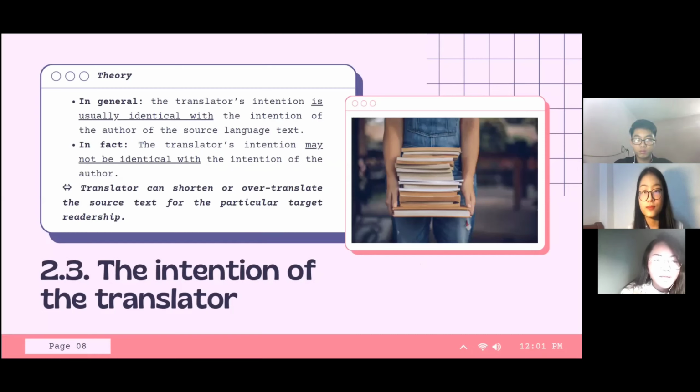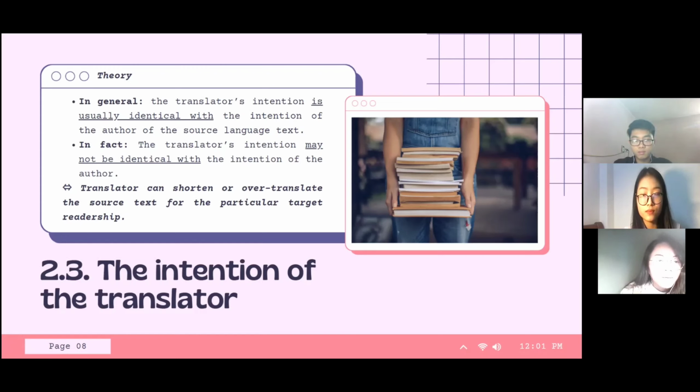As you know, the intention of the translator is easily identical with the intention of the author's source language text because the translator plays an important role in helping others understand and capture the information consistently. As a result, the translator should retain the intention of the author to avoid delivering the wrong message. However, in fact, the translator's intention may not be identical with the intention of the author. And the role of the translator is not only to translate and help others understand the message, but also to meet the needs of clients.